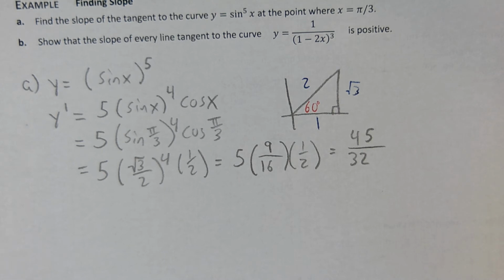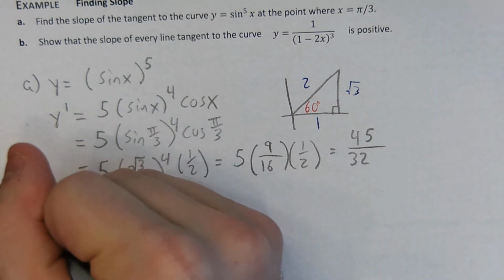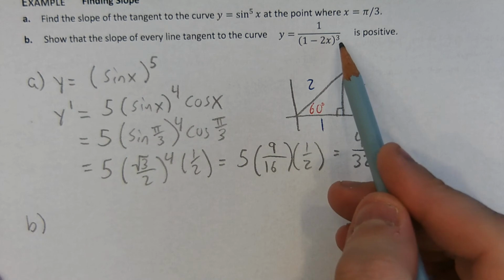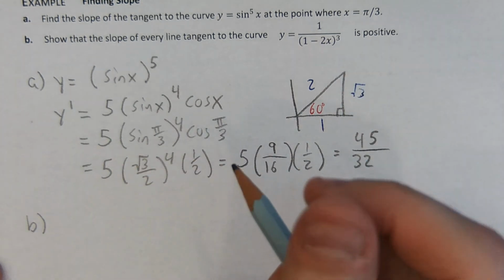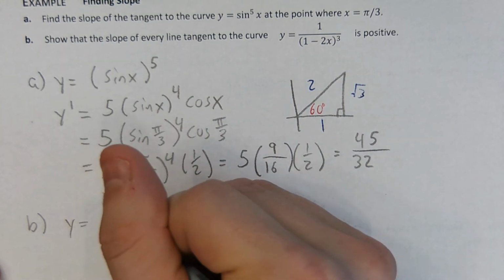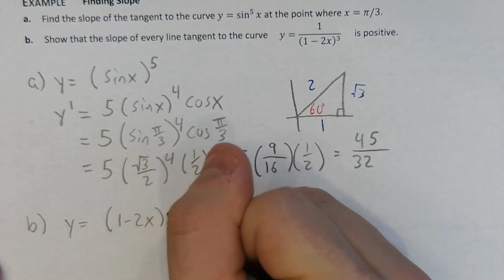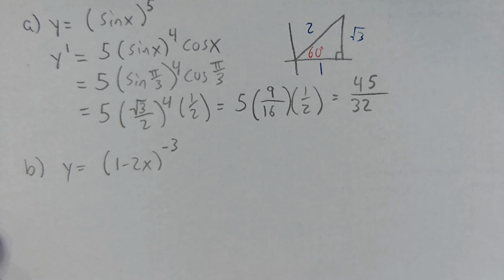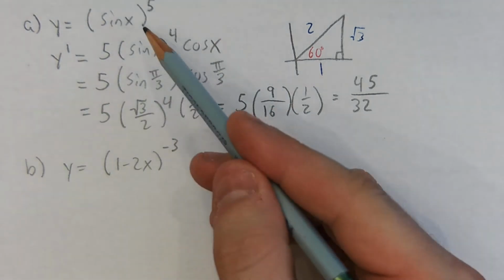Part B. It says show that the slope of every line that is tangent to this is positive. That means our job is to show that the first derivative is always positive. Okay, well, let's see how we can do that. We know we have to find the derivative, and the way it's written kind of bites. So instead, I'm going to write it as 1 minus 2x to the negative 3. There.